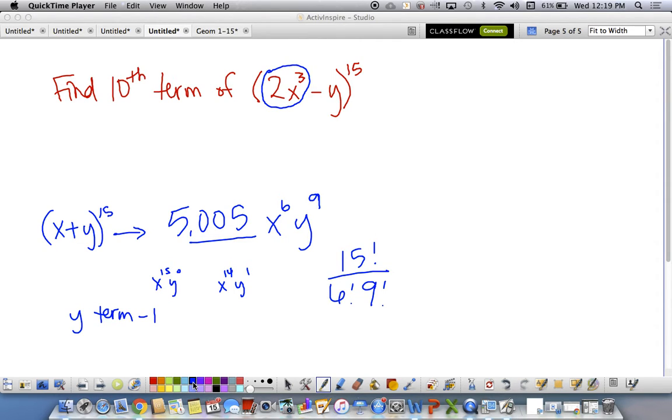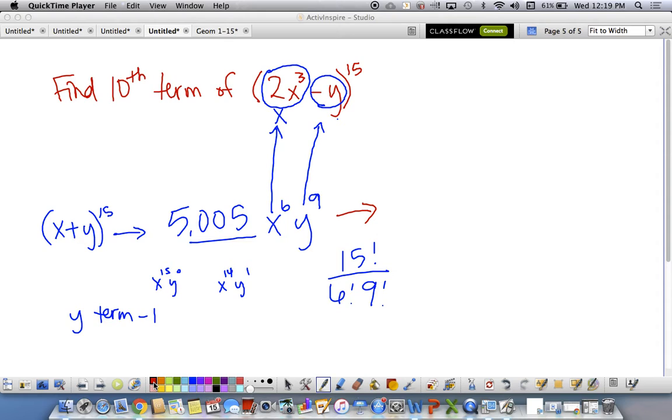2x to the 3rd. Okay. That is your x. Anywhere you see an x, that's what you're plugging in. Anywhere you see a y, you're plugging in negative y. So it's 2x to the 3rd, to the 6th.